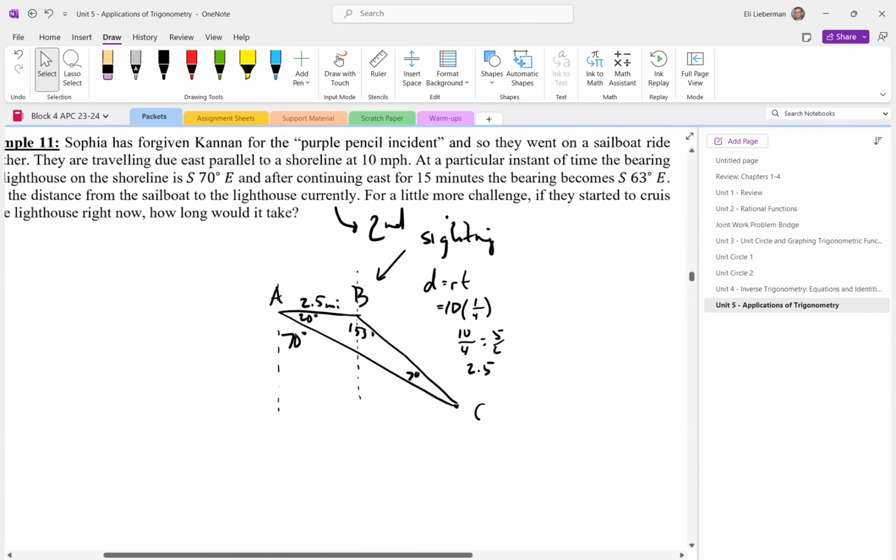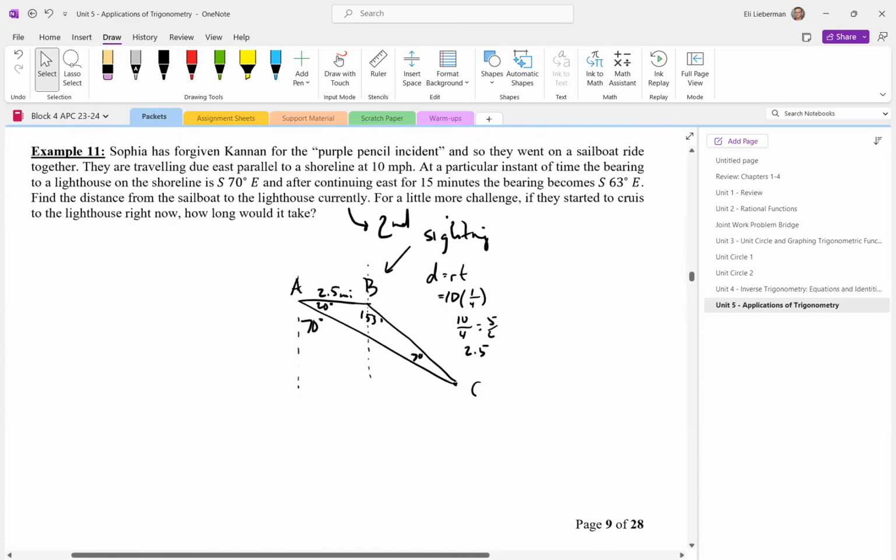So how long will it take them to get there? What's the distance from where they are currently to the lighthouse? Did you already get it? I want to call on one more person. Go ahead and finish it. If they go to the lighthouse, they're at B.